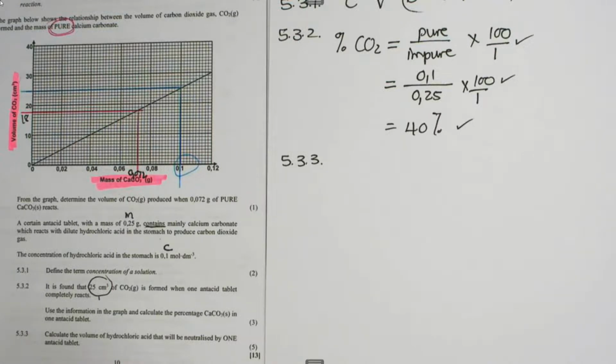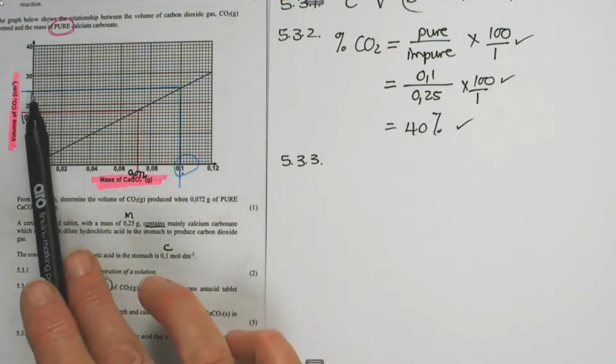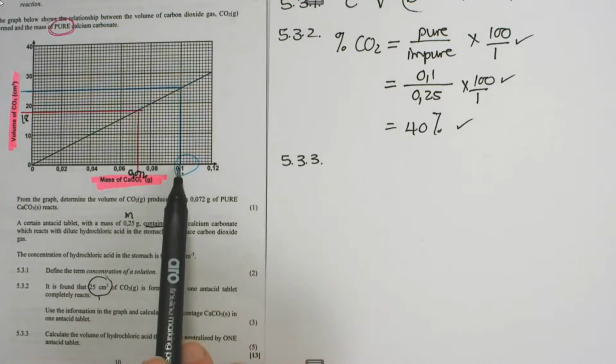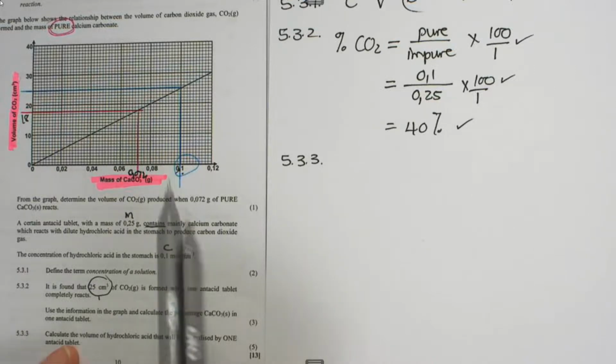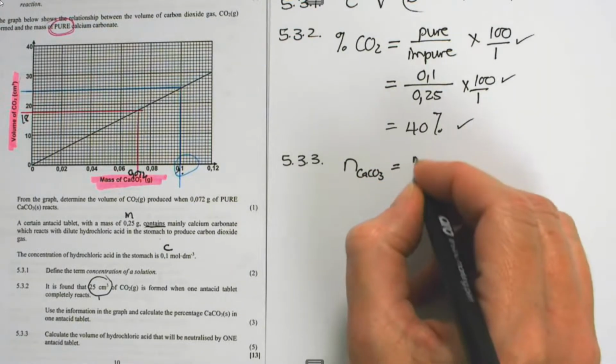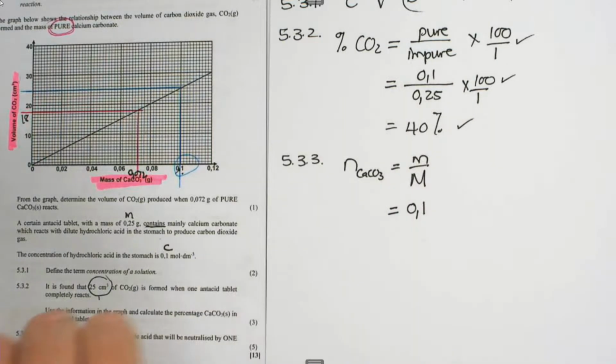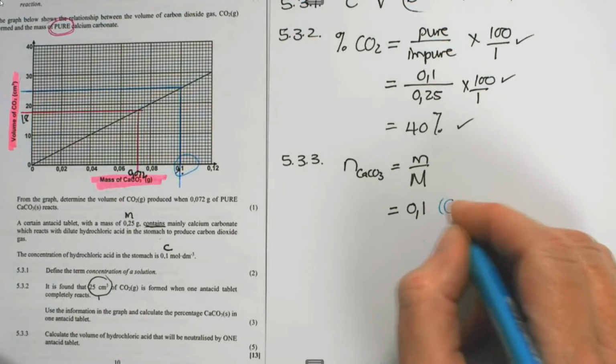5.3.3, calculate the volume of hydrochloric acid that will be neutralized by 1 tablet. Okay, now I know this 1 tablet was 0,25. It is found that 25 cubic centimeters of CO2 is formed from 1 tablet. So that means the mass of 1 tablet will be then 0,1. Because there's my 25 and the mass of the 1 tablet pure will be 0,1. So what I'm busy doing now, I'm saying n of CaCO3, that's my tablet, is small m divided by capital M. The small m is 0,1. I'm just going to make a note here. I'm going to write it from the graph.